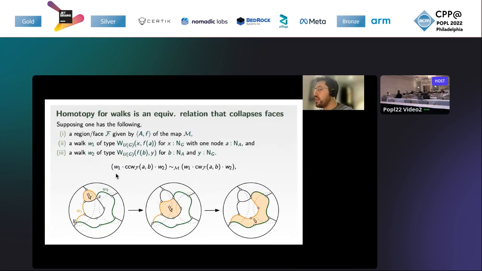So homotopy for walks is an equivalence relation that considers four cases to collapse faces or regions. This is the combinatorial equivalent definition of homotopy of paths, as in HoTT. So in the picture, you can see that one can deform the walk of orange color along the faces to transform it into the walk of green color, W2. The details are in the paper. But this is essentially a congruence relation with a constructor that relates two walks every time that we have a face between them.